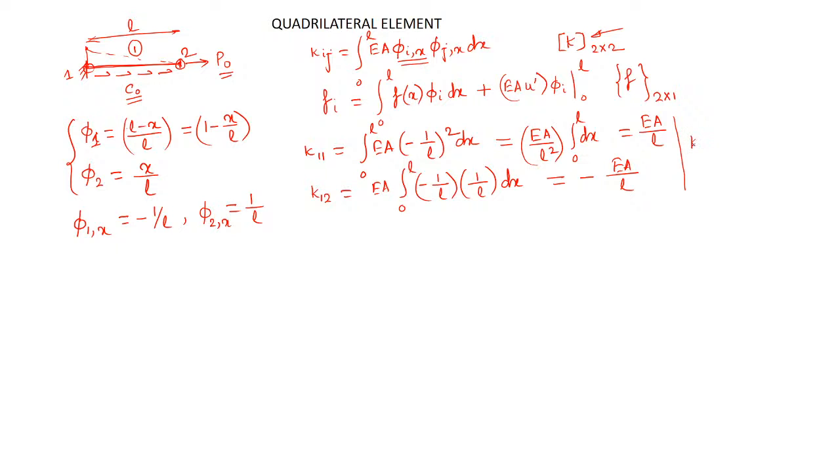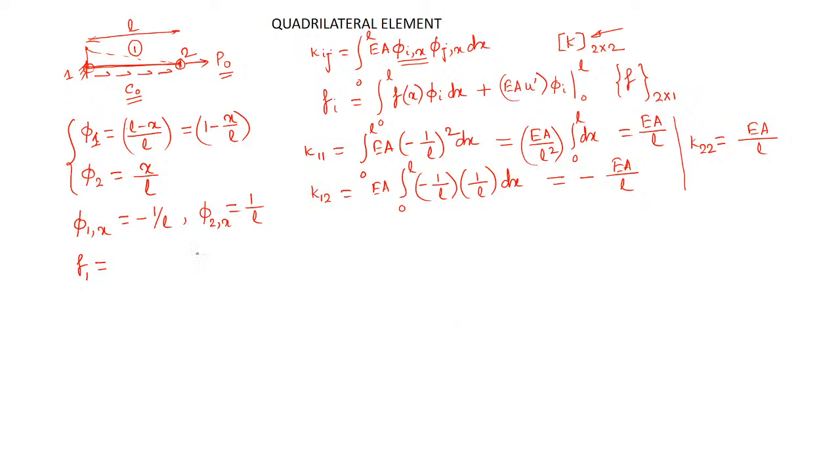Finally, if I look at K22, I am just saving some space, so it will be coming as EA by L. Why? Because then it will be phi 2 comma x square, so in that case it will be exactly same as K11. Alright, so we got the stiffness matrix. Now let us go ahead and calculate the force vector. So if I look at F1, what is the value of F1?